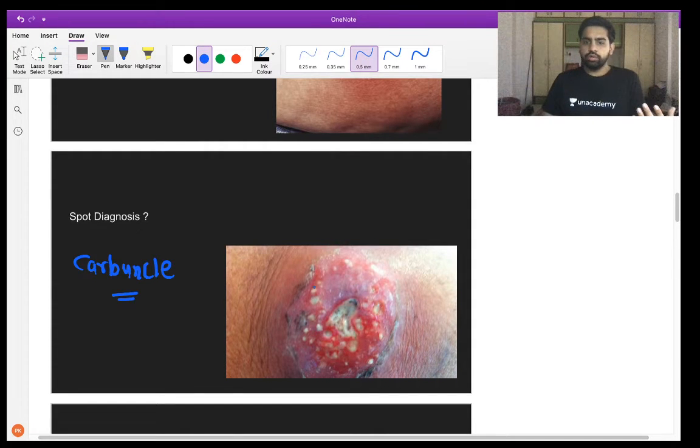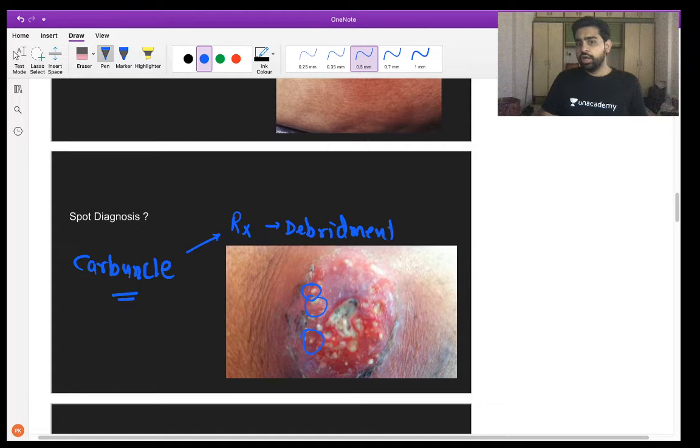So if you see, there are multiple folliculitis or multiple follicles which are getting infected in this, okay? So good, this is a carbuncle. Now if I ask you what is the treatment of this, so please understand the treatment of carbuncle is nothing else but a debridement, okay? So we'll have to go for a debridement of this.